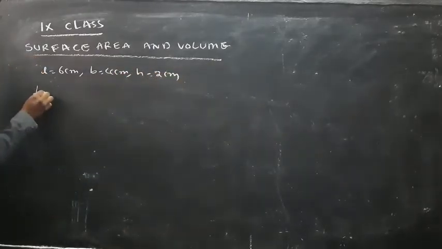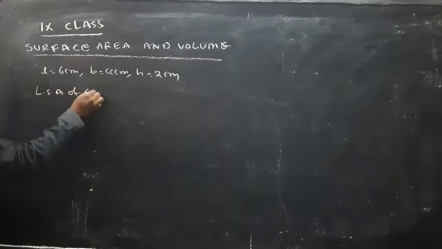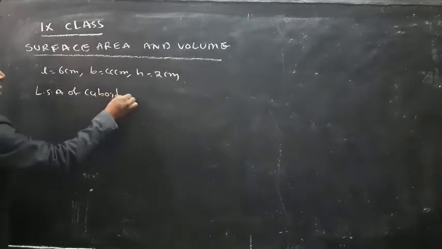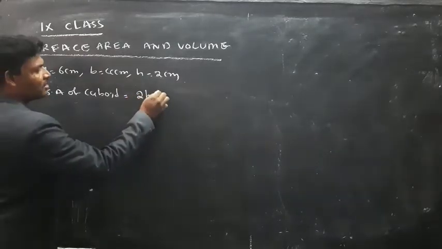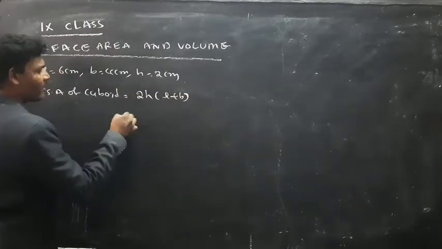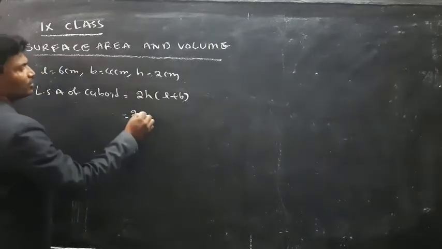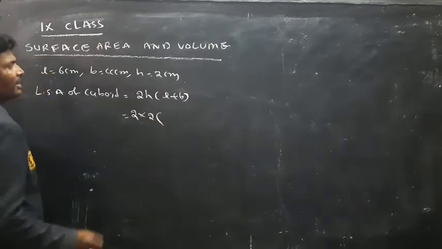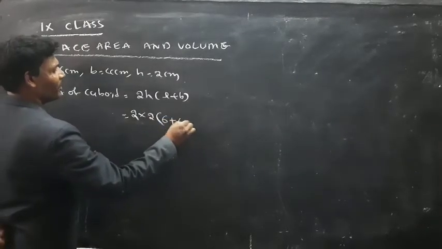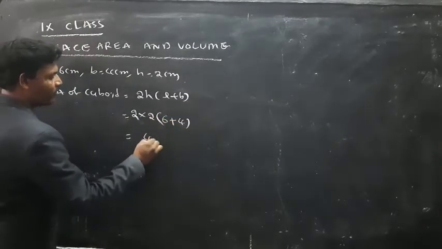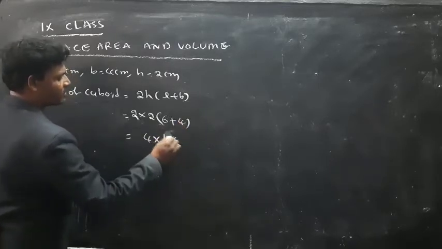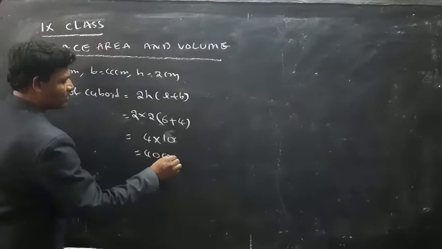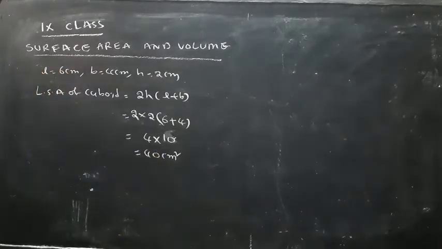Next, what do I need? LSA of cuboid. What is the lateral surface area of cuboid? 2h into (L plus B). 2 into, what is the height here? 2. Length how much here? 6 plus 4. 2 2s are 4. 6 plus 4 is 10. 4 10s are 40. So LSA of the required cuboid is equal to 40 centimeters square.